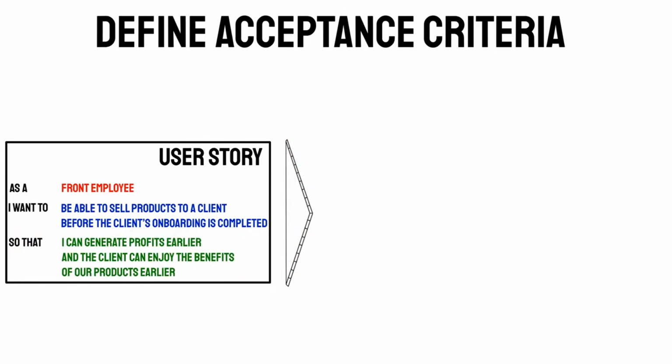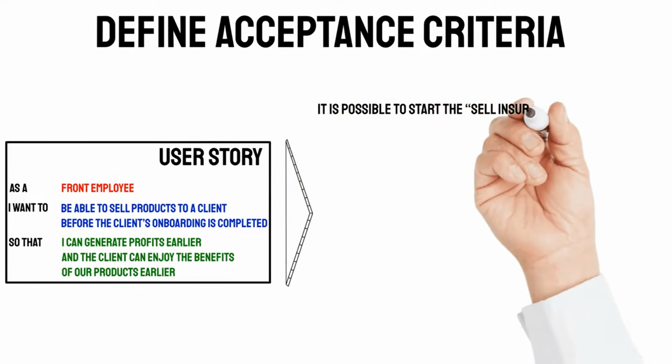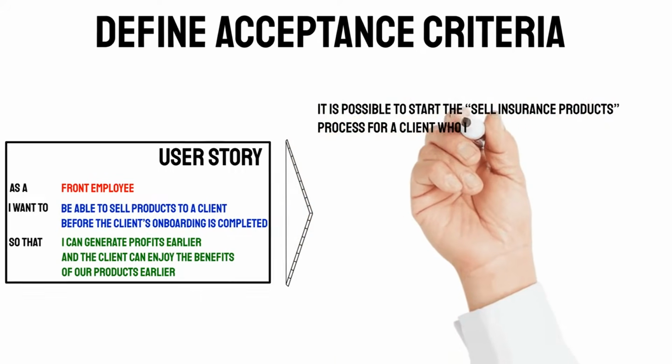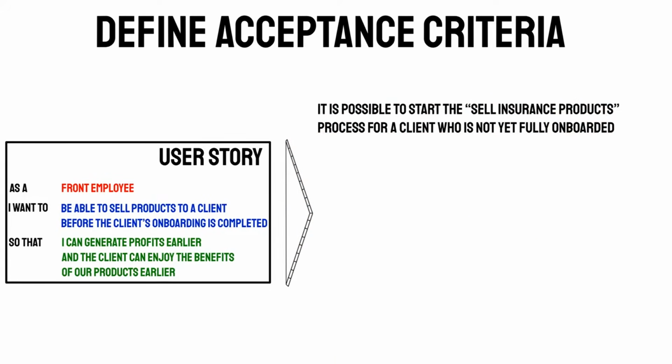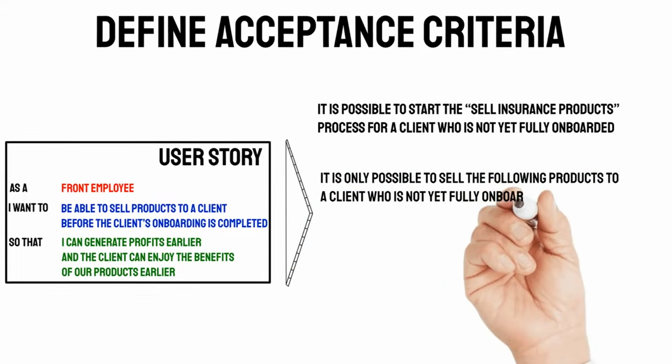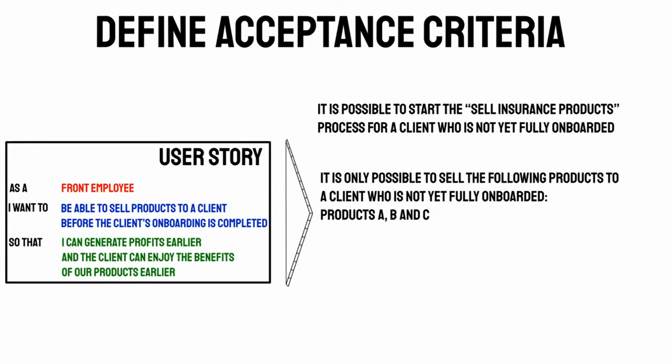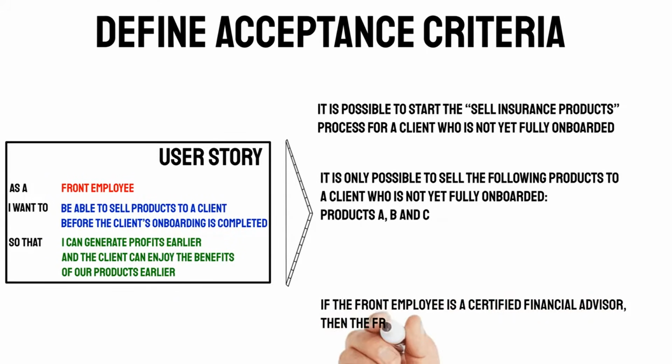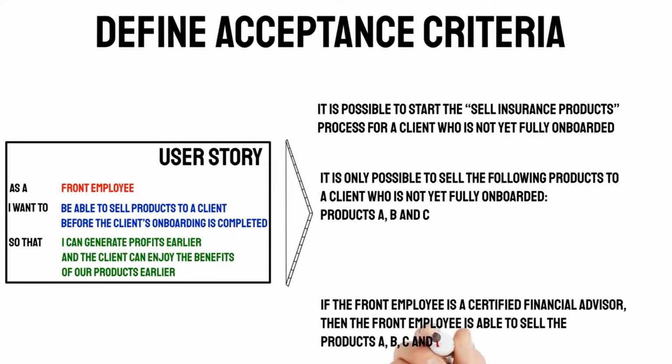The first one could be, it is possible to start the sell insurance products process for a client who is not yet fully onboarded. So basically, if this is happening, the front employee says the solution is implemented. On top, another acceptance criteria could be, it is only possible to sell the following products to a client who is not yet fully onboarded. Product A, B, and C. Another acceptance criteria mentioned from the front employee could be, if the front employee is a certified financial advisor, then the front employee is able to sell the products A, B, C, and D. So these are the acceptance criteria.